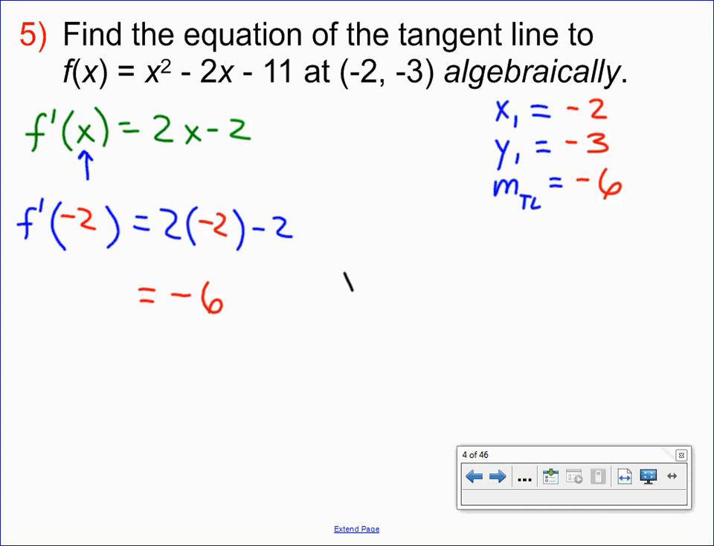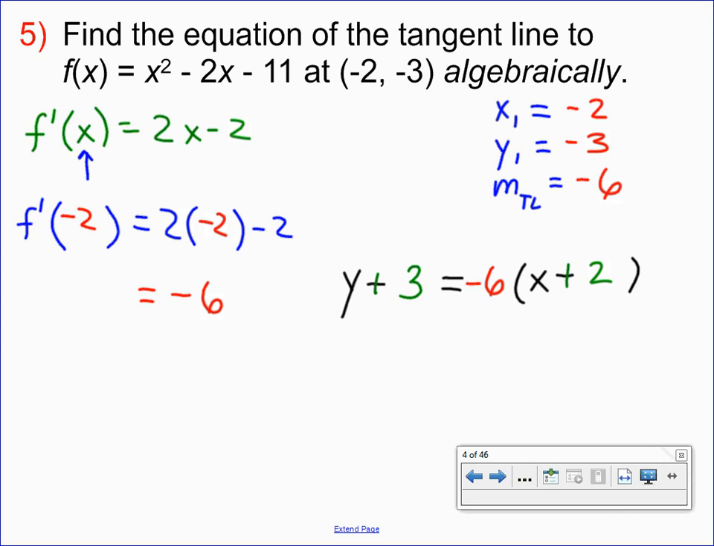Now, there's nothing to it but to do it. I'll simply rewrite y minus y sub 1 equals m times quantity x minus x sub 1. It's just that we'll plug in our slope, negative 6, for m that we calculated, the x coordinate of the point of tangency that we were given, and the y coordinate of the point of tangency. Can we do that, or is that dangerous? So I get y plus 3 equals negative 6 times quantity x plus 2. Raise your hand if you already had that.